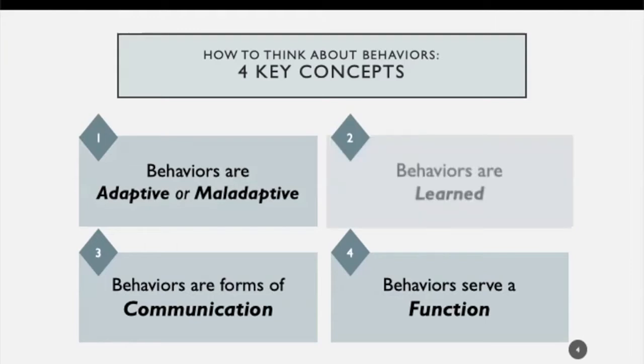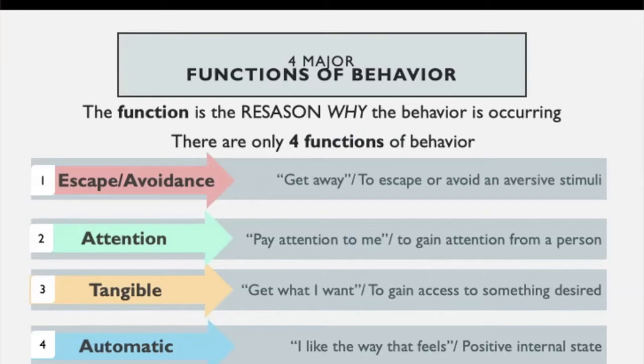Both these types of behaviors are learned, and all behavior is a form of communication and serves a function. There's 4 major functions to behavior. The first one is escape avoidance, so doing something to escape or avoid something you don't want. To gain attention from another person. To gain access to something desired. Or as an automatic or sensory seeking type behavior to help create a positive internal state or reduce something that doesn't feel good.